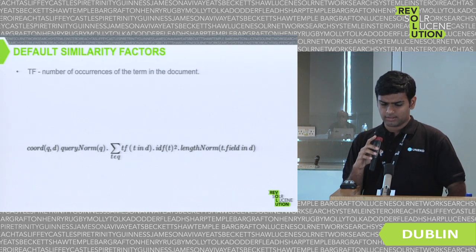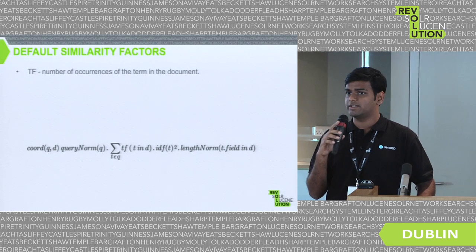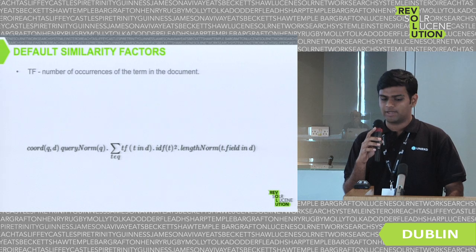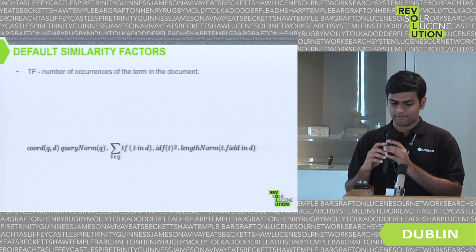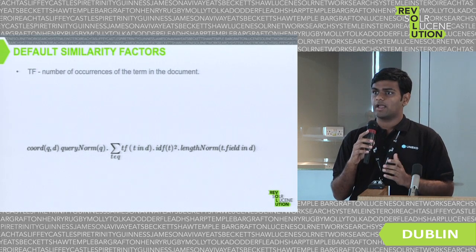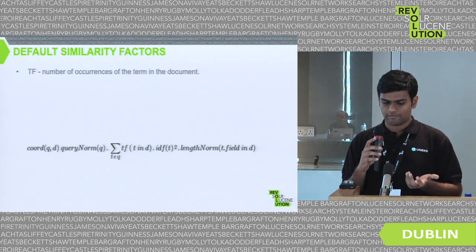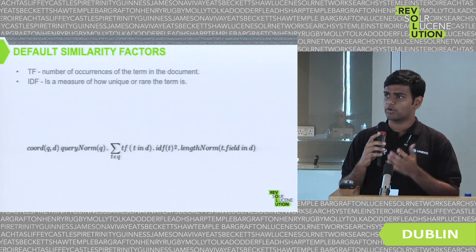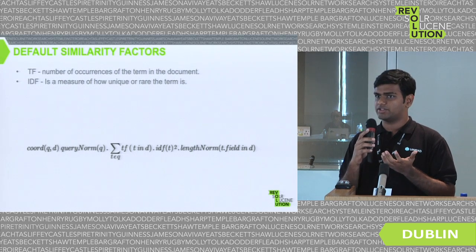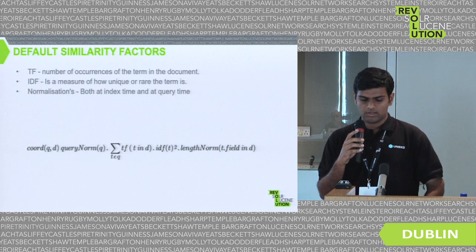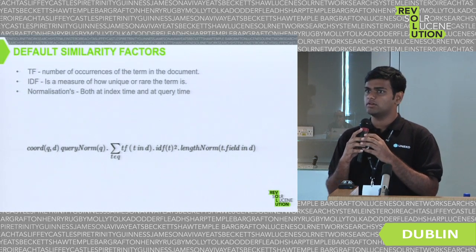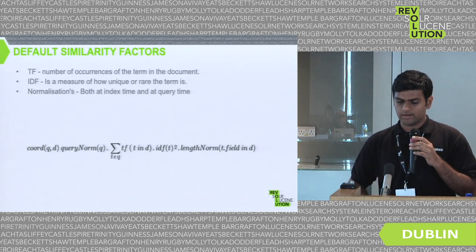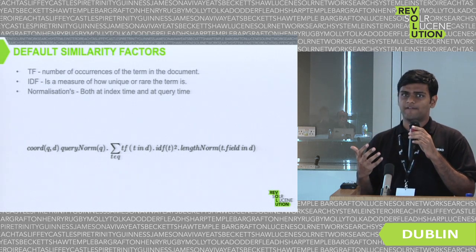Moving on, I'll talk shortly about the default similarity. Your default similarity is your TF-IDF based similarity, where TF would be the number of occurrences of the term in the document, IDF will be a measure of how unique or rare the term is, and then you would have other factors like normalizations. You would have field normalizations and query normalizations. You would also have this coordination factor, which is built into the default similarity. What this tries to do is give an AND factor to the query.